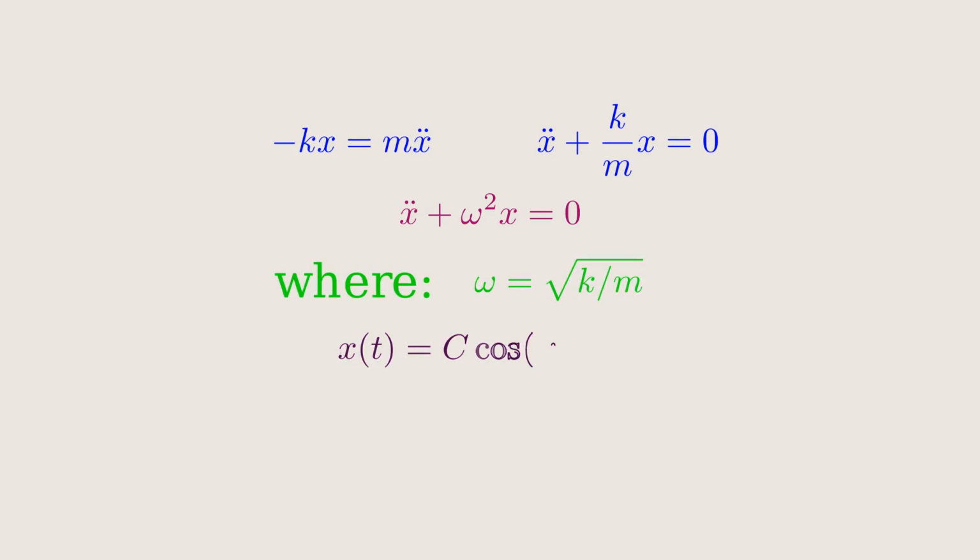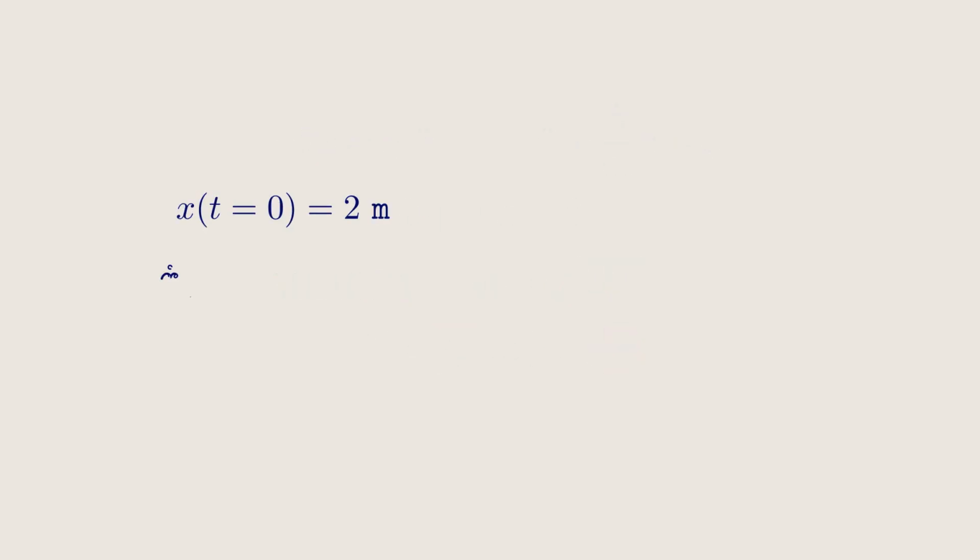To solve this differential equation, we use this function, where c is the amplitude and phi is the initial phase. We need two initial conditions to compute x of t. Here are the initial values of position and velocity that are needed to compute the solution.